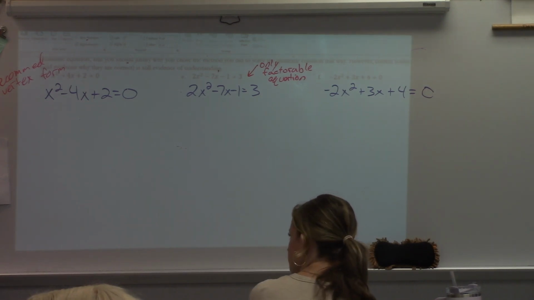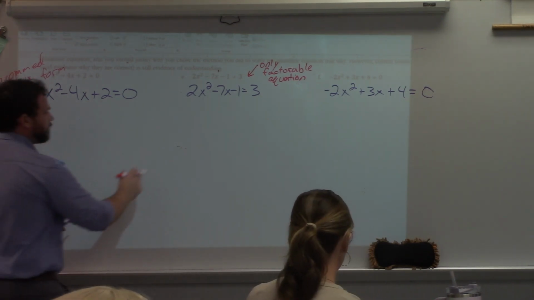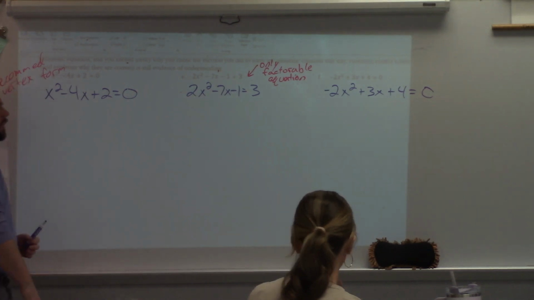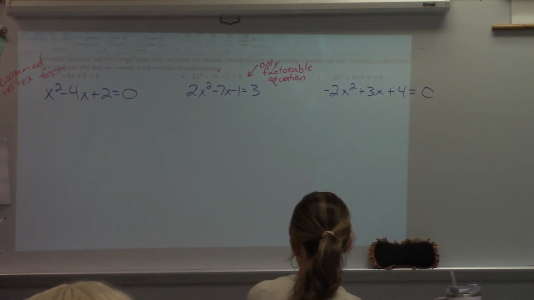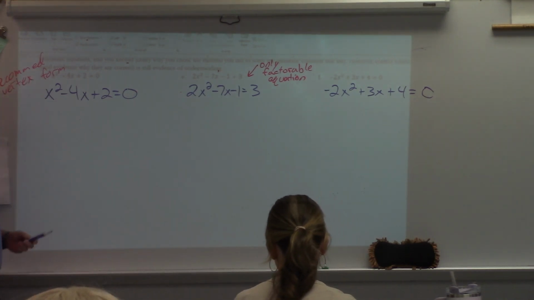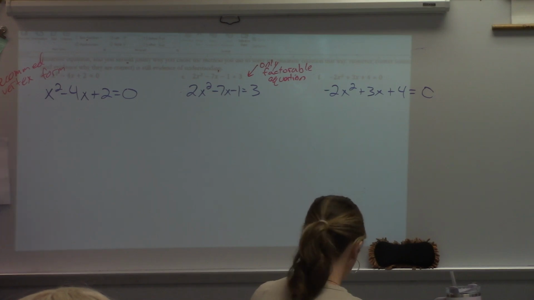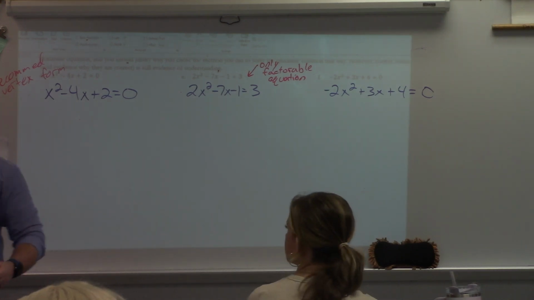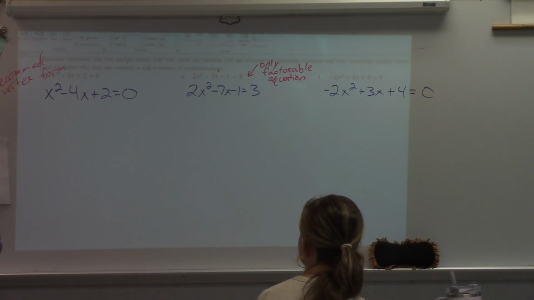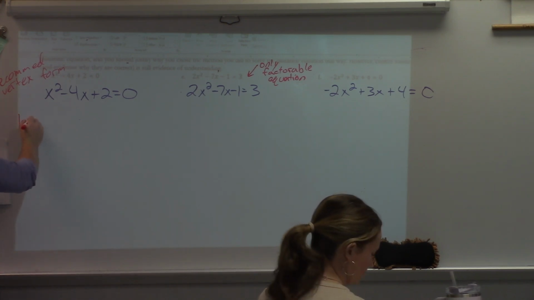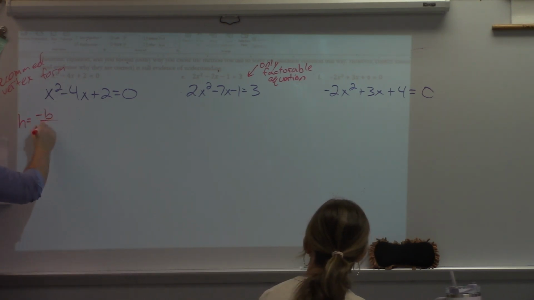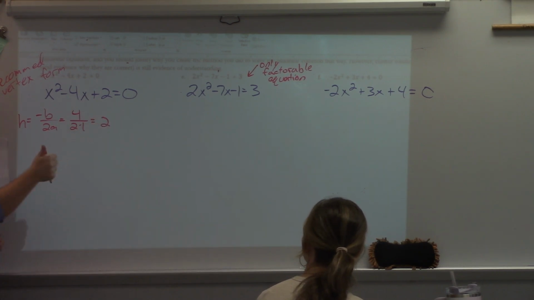So let's talk about the vertex form. And let's point this out. This is the only one I would actually use vertex form with. Because if I'm going to convert it to vertex form, what do I need to calculate first? What's that starting point for vertex? H. And how do we calculate H? Notice that would give me a positive 4 divided by 2 times 1, or 2. That's a nice number.